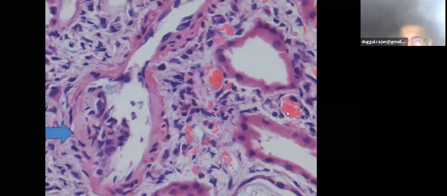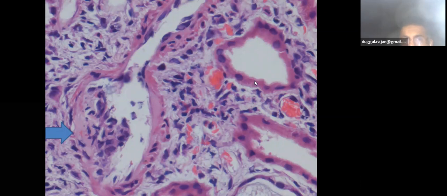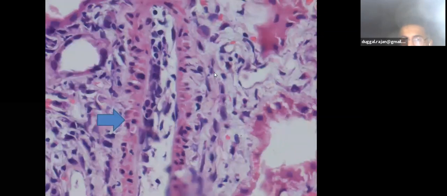So this was a PTC which was congested with RBCs. Whenever there is a vascular rejection, you can get interstitial hemorrhage. You can see these RBCs in the interstitium. You can get congested PTCs. You can get congested glomeruli because there is a vascular rejection which is going on.